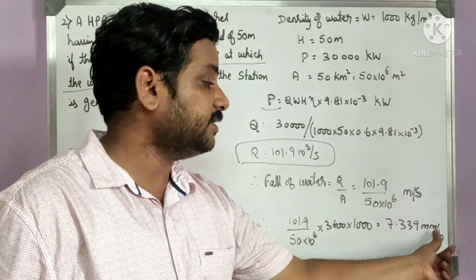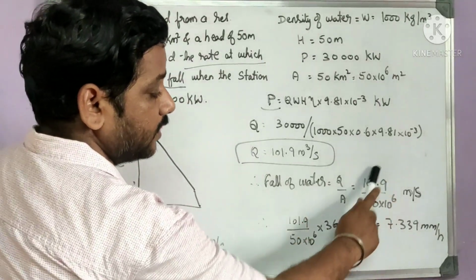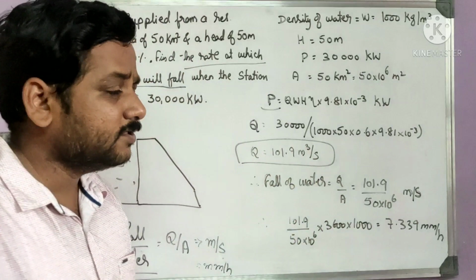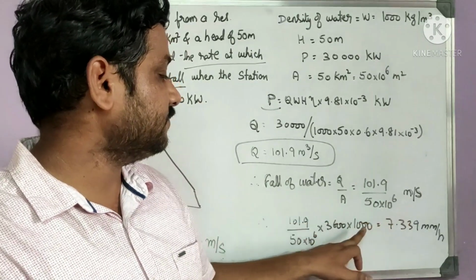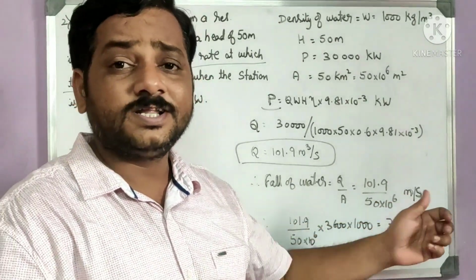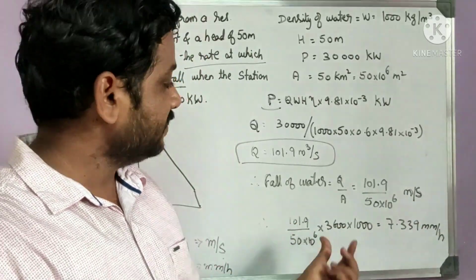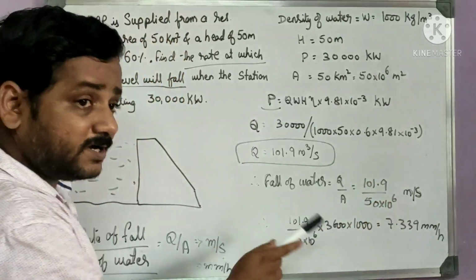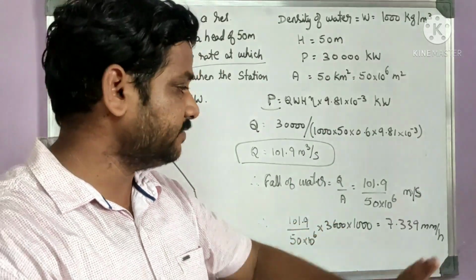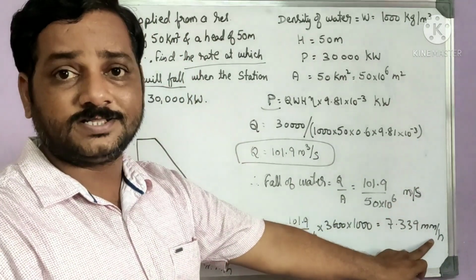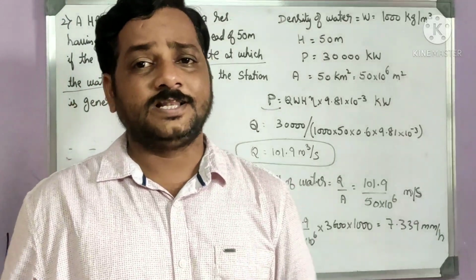But let me write it in terms of millimeter per hour. You can write it in terms of millimeter per hour. So what I did here, the same value, I'll just multiply it by 3600 and 1000. Why I did this? Let me tell you. Meter has to be converted into millimeter, so I have to multiply it with 1000. When you multiply this with 1000, you will get it in terms of millimeter. And seconds has to be converted into hours, so multiply it with 3600. So this result is multiplied with 3600 and 1000. Then I can write the unit as millimeter per hour, or you can just keep it as meter per second. If you convert it, you will get it like this. This is the answer for the rate of fall of water. I hope this is clear for you.